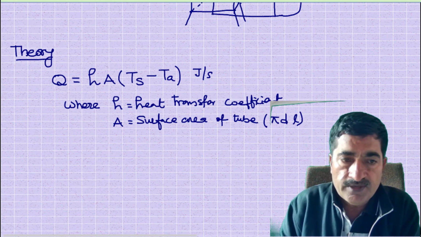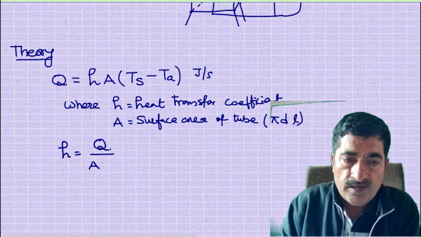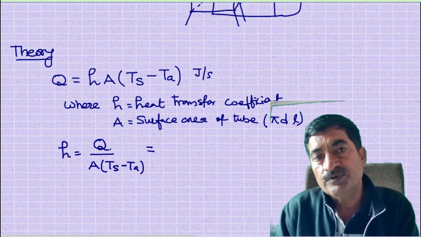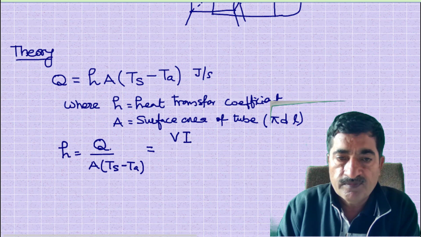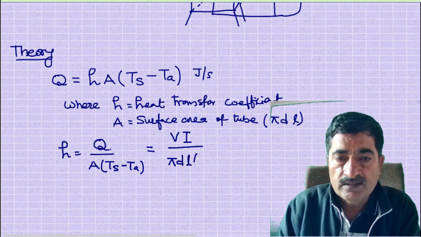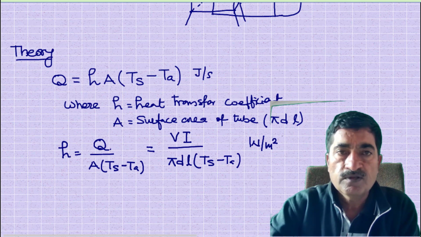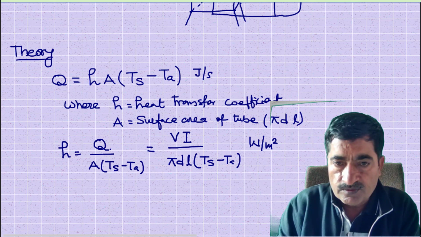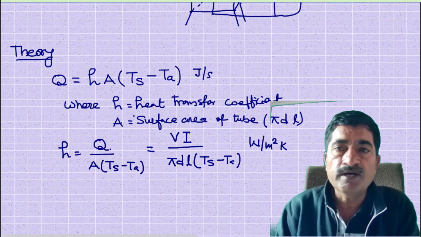Then heat transfer coefficient h equal to Q upon A into Ts minus Ta, where Q means heat generated, Q equal to voltmeter reading into ammeter reading, divided by pi into diameter of cylinder into length into Ts minus Ta, watt per meter square Kelvin.